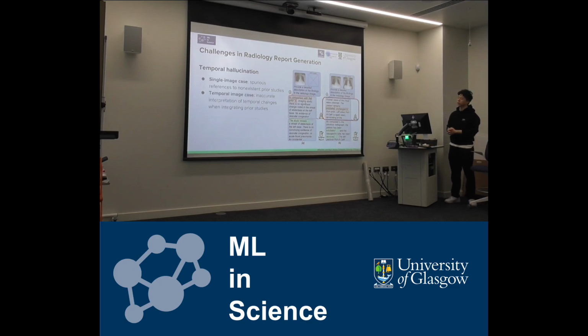Another type is the temporal image case. Now we actually give the model two images, or paired images. One is current, and the other one is previous, from 2 weeks before the patient scan. And the model probably misinterprets the temporal changes. Like here, the model just states that the patient's symptom is unchanged, but in reality, the ground truth is totally opposite. These two types of error can be very dangerous, especially in the clinical setting. Fixing this issue is what our model aims to do.